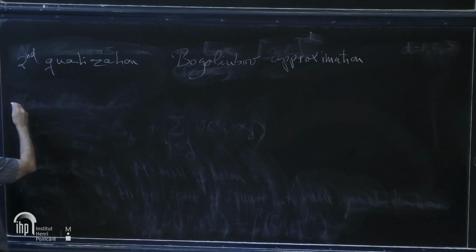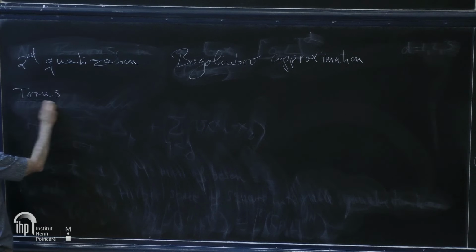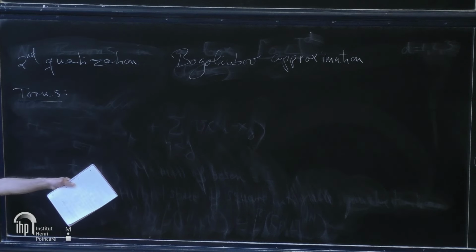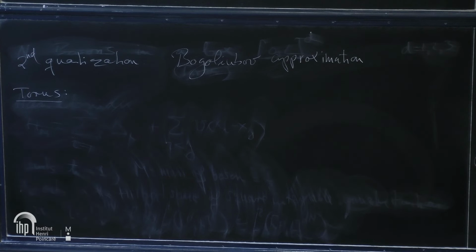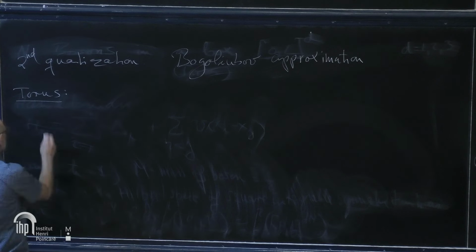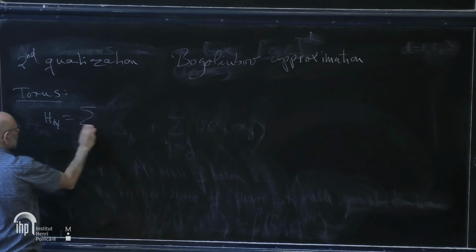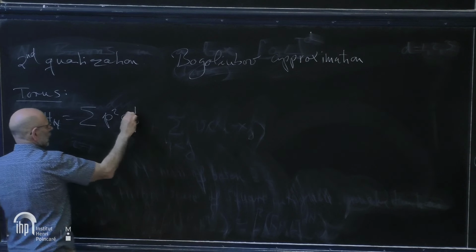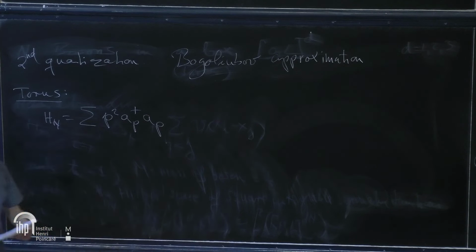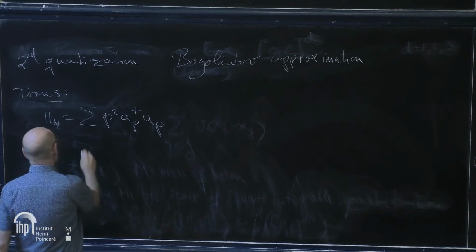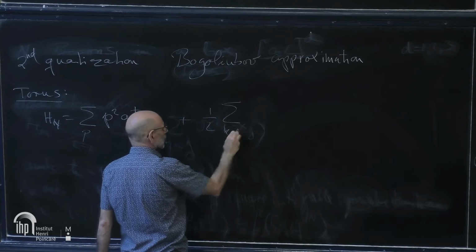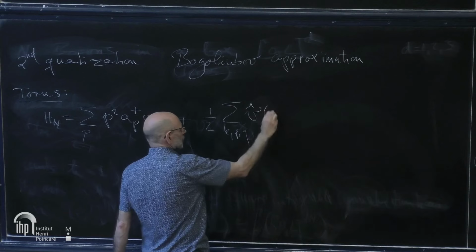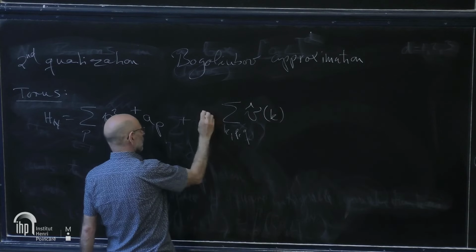So let me assume that I'm now on the torus, in the big box, the box of size L, a large torus. Then I write the kinetic energy, the Laplacian, in second quantization, so I'm summing over all momenta. And I guess I should put in a volume here.